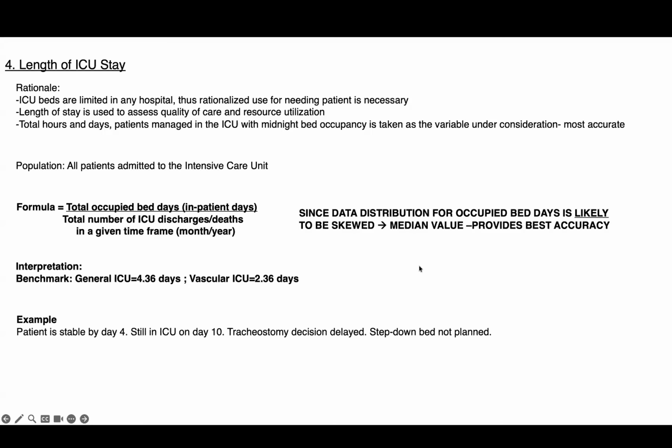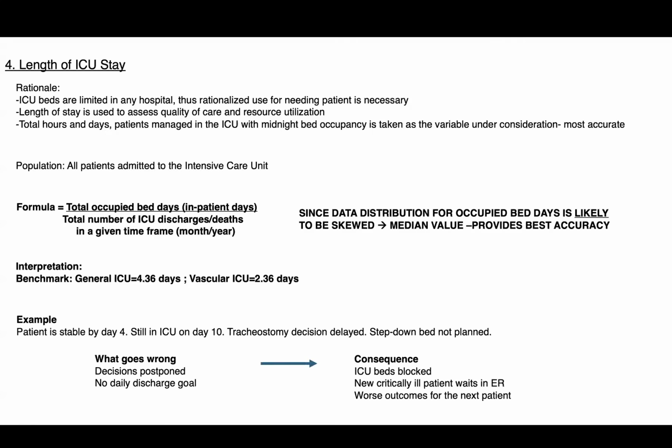So the patient is stable by day 4 but is still in ICU on day 10. The main reason is tracheostomy decision is delayed and a step down bed is not planned. The problem is because the decisions are postponed, there is no daily discharge goal. So that leads to a consequence of ICU bed being blocked, new critically ill patients are waiting in the ER, and worse outcomes for the next patients, that is the patients who are waiting in the emergency. So long ICU stay harms patients you haven't even admitted yet.